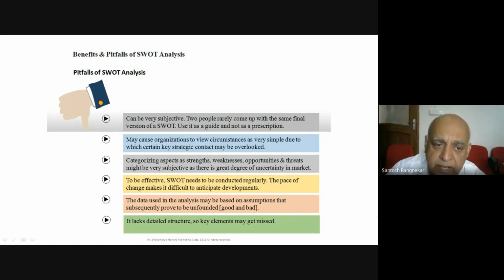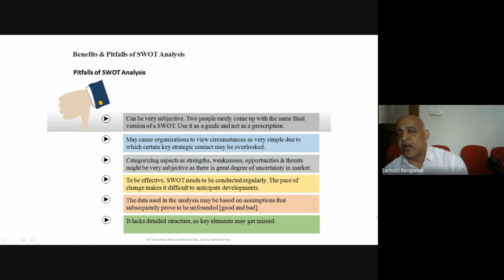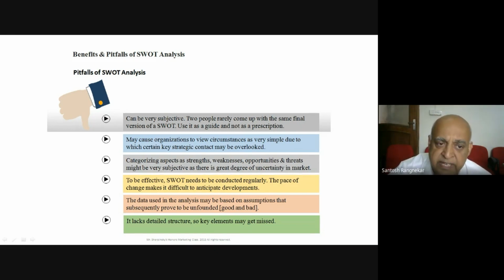Now you have to be very careful, as you are researchers also. SWOT analysis is an analytical method. For this analysis, certain data will be required, and that data has to be very authentic. If you do not get authentic data, please don't go for the SWOT analysis, whether it is a case study or other aspects. The data used, research problems, quantitative analysis, whatever it might be, you have to see that the analysis is based on assumptions that may subsequently prove to be unfounded, good and bad. It lacks detailed structure, and key elements may be missed. If it is not done properly, then there will be a problem.